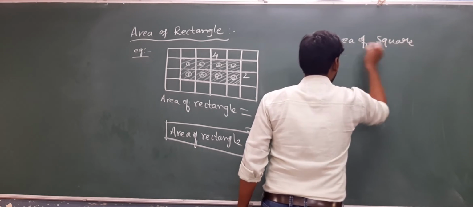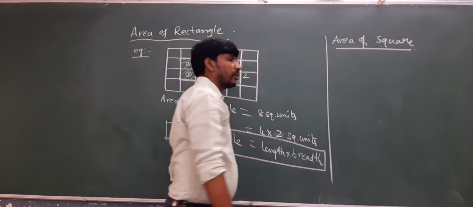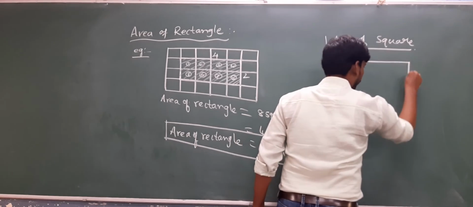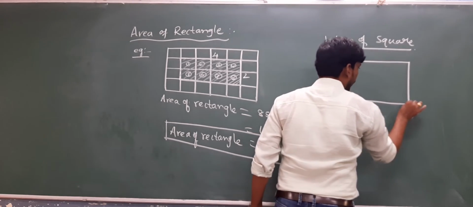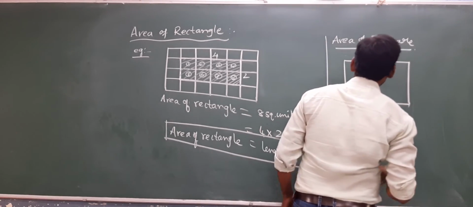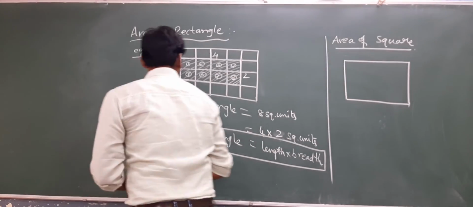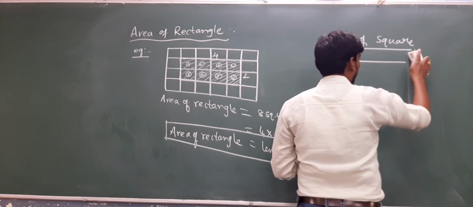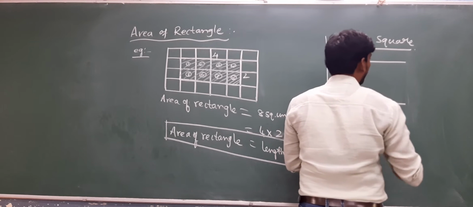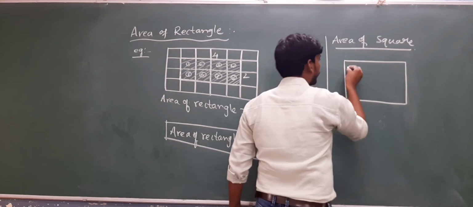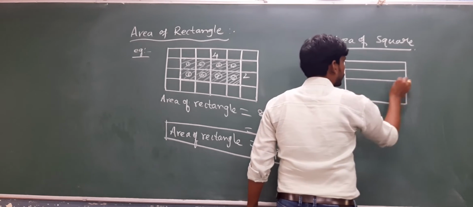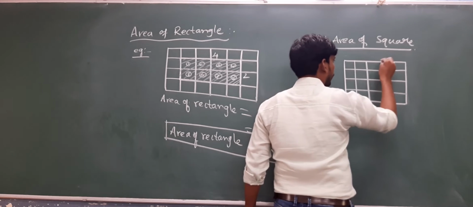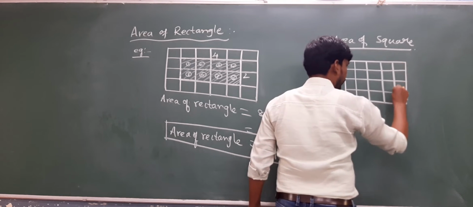By counting the squares, I'm taking a simple closed figure, that is a square. Generally in a square all sides are equal, right my dears? So here we are going to draw a square grid paper. By counting the number of squares, you can find out the area of the square. 1, 2, 3, 4. So here 1, 2, 3, 4, and 5.